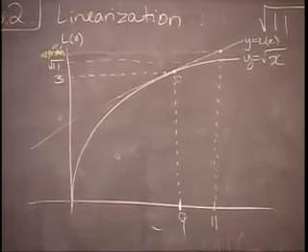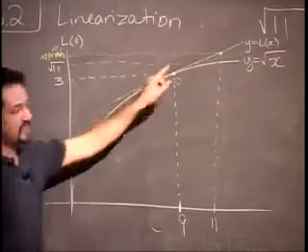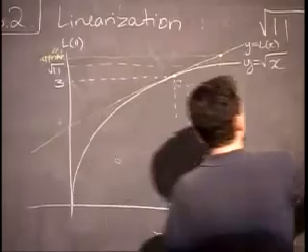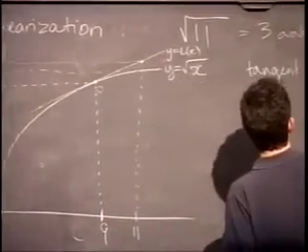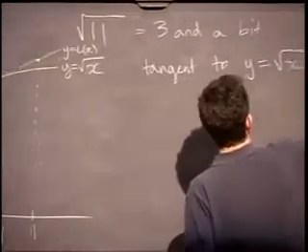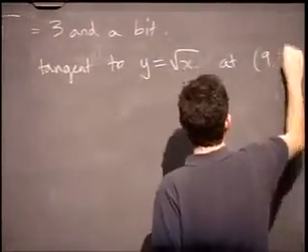All right, so let's find it. We need the tangent line. Well, we know how to do this. We need the tangent to y equals root x at 9, 3.